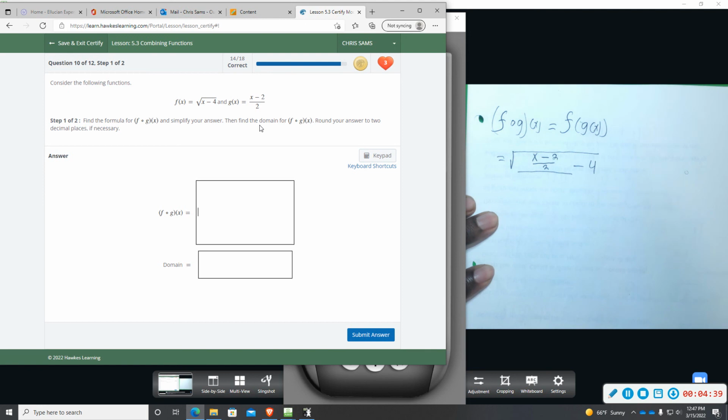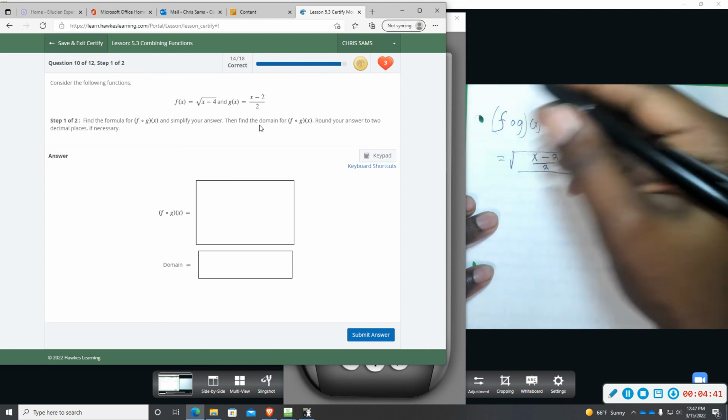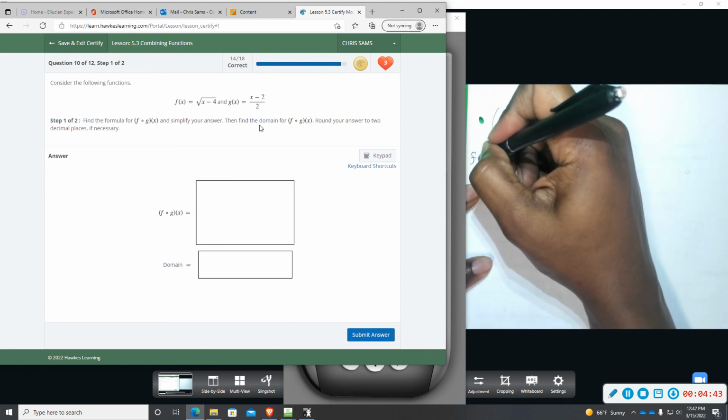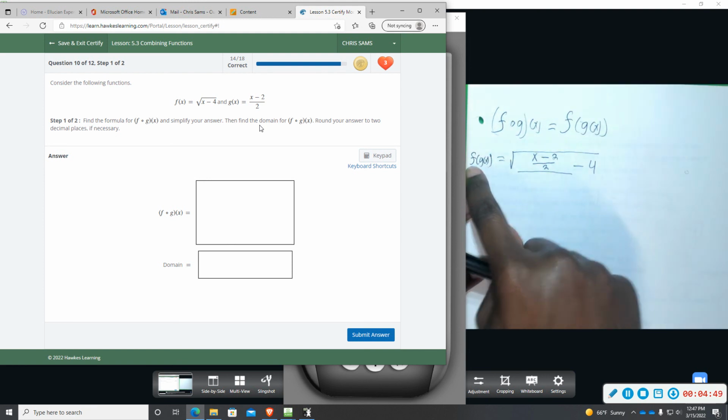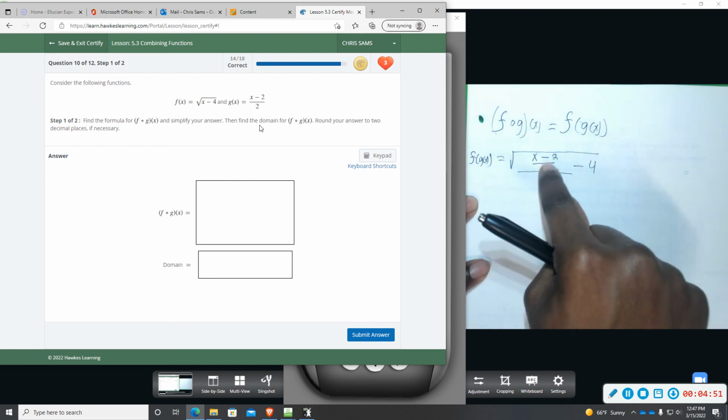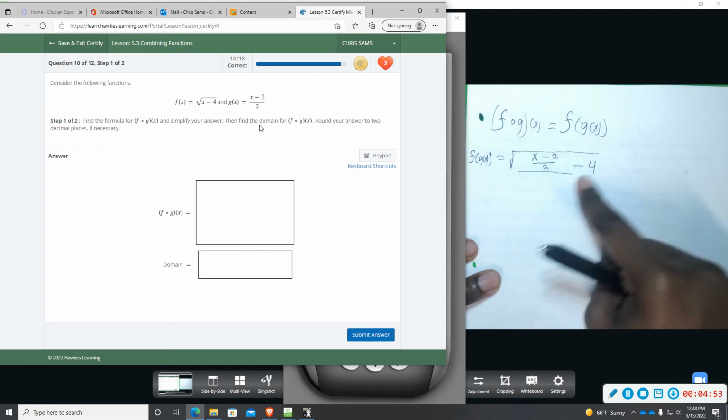So this is how composition of functions work. This is equal to f of g of x with a function. You take the outer function and then you plug in for x the other function. So this is what we get.